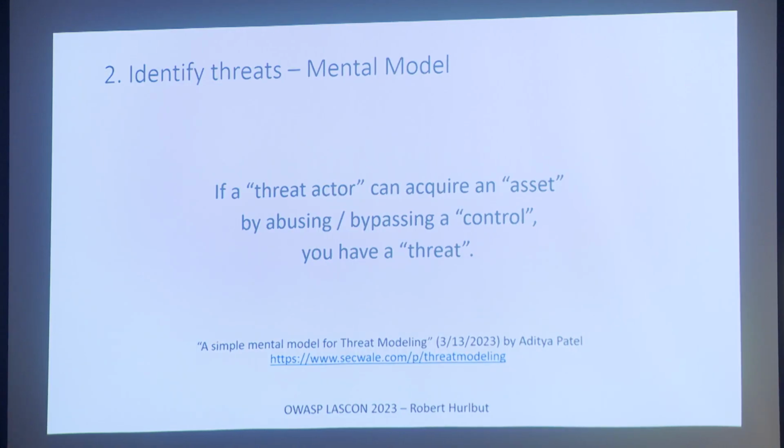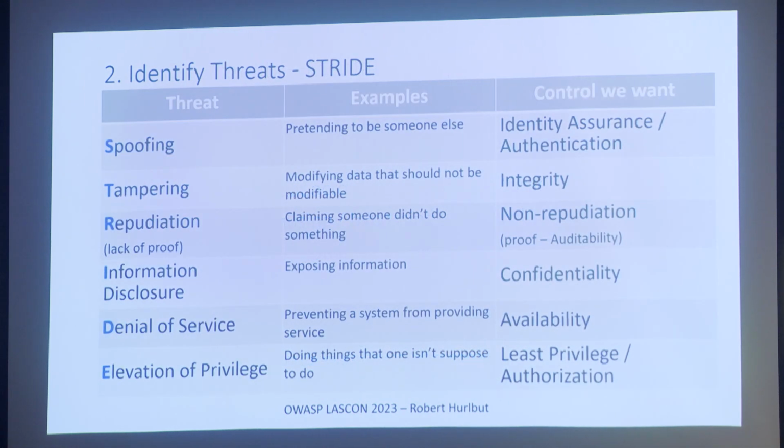So here's a good rule of thumb. If a threat actor can acquire an asset by abusing or bypassing a control, you have a threat. Now, STRIDE is a mnemonic. It's been around for over 20 years. It's just a good way to get started. Spoofing, tampering, repudiation, information disclosure, denial of service, elevation of privilege. These are, again, just some basic ways of looking for threats.